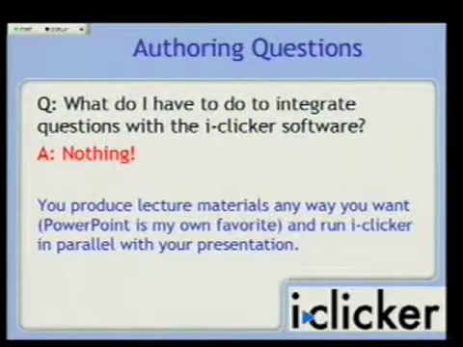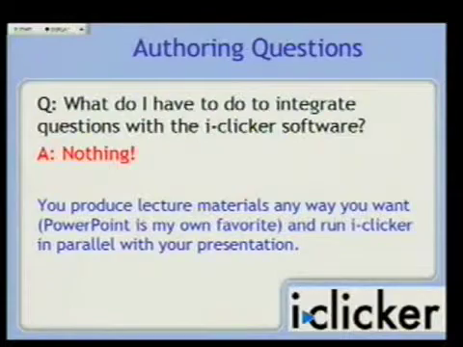A question that often comes up at this point is, how do I put my questions into this? If I want to ask a question, how do I author these questions in there? And the answer is, you don't do anything. And this is another thing where, just as faculty, you know, you don't have any extra time to learn a new presentation software system or something like that.